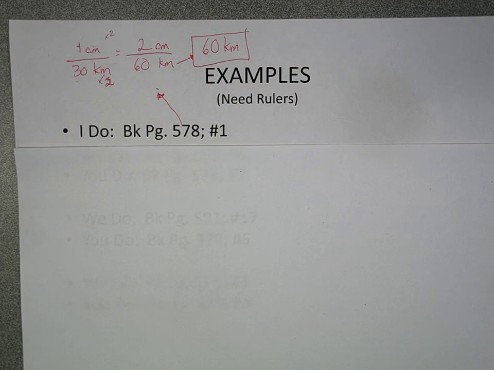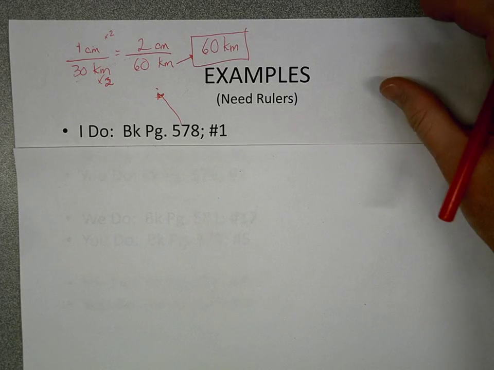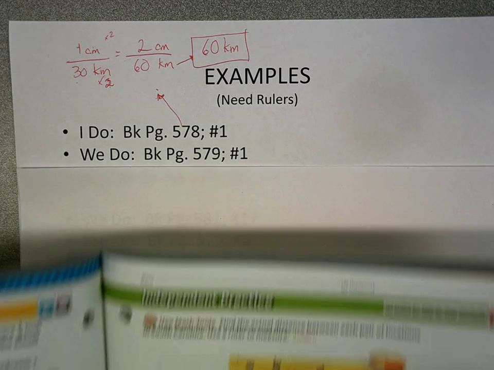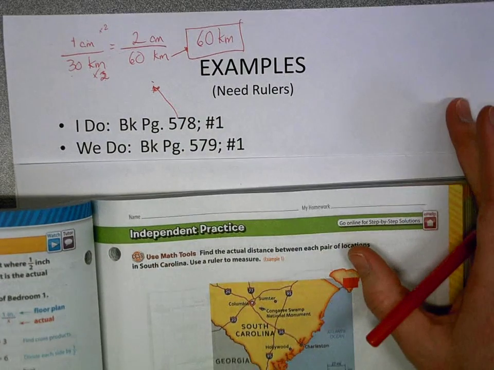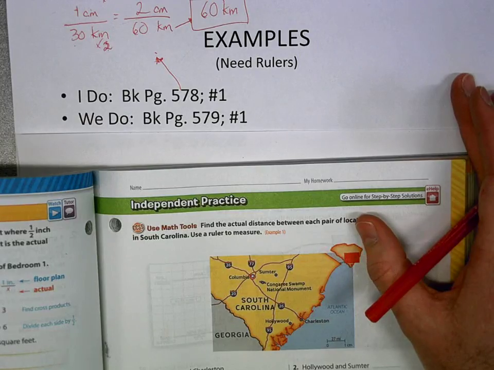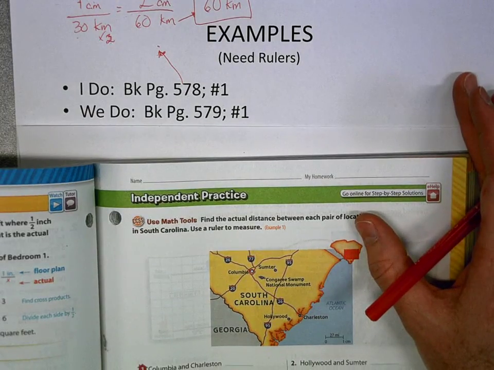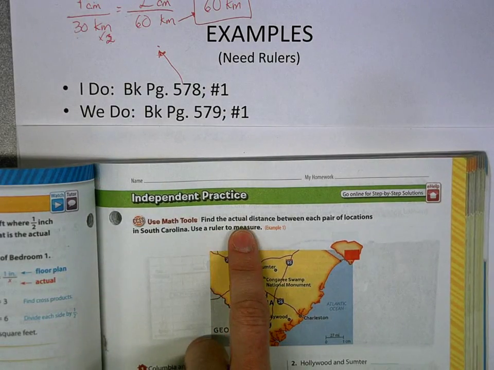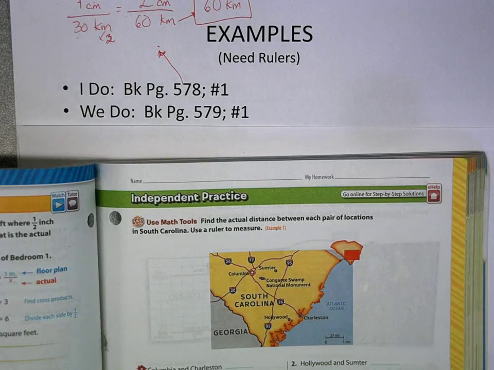Okay. So before I let you ask any questions, let's actually go ahead and do a problem together. So what I want you to do in your book, let's take a look at page 579. Let's see if I can fit this all in here. Okay. Now, really quickly, 579, let's take a look at number 1. The directions say, find the actual distance between each pair of locations in South Carolina. Use a ruler to measure.